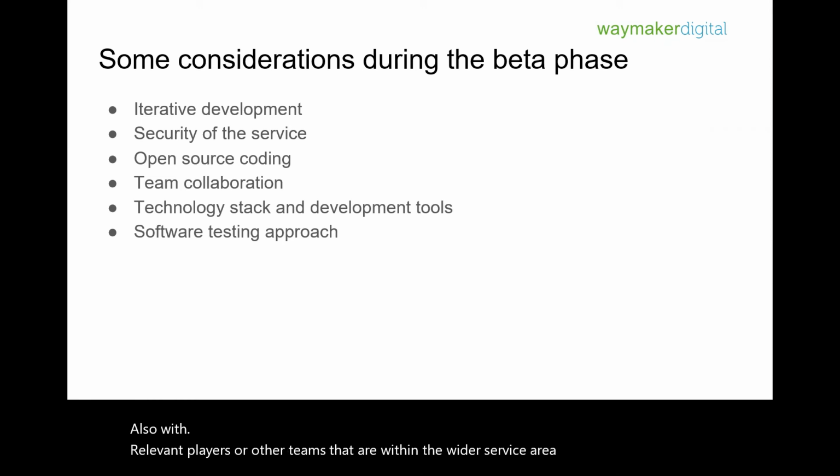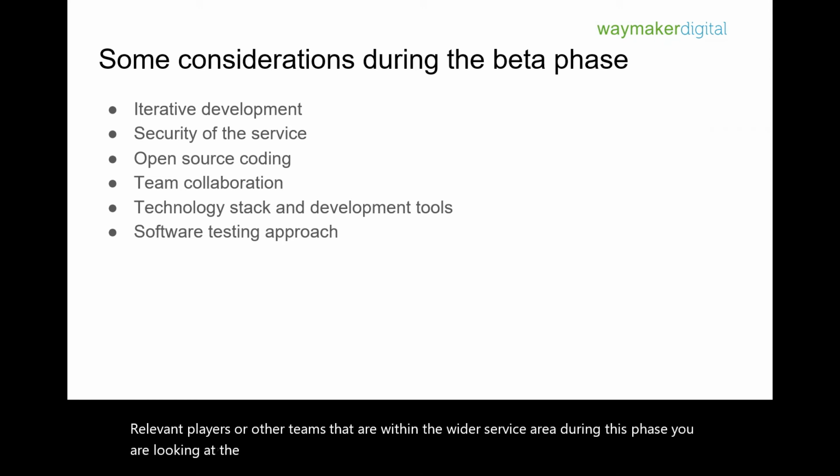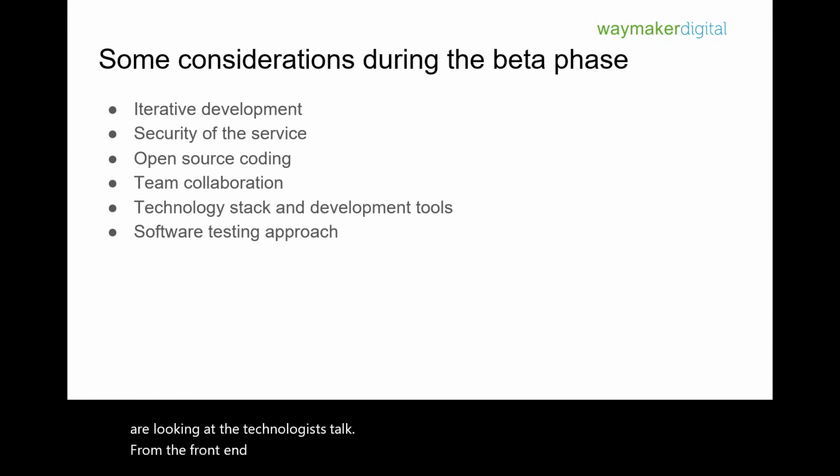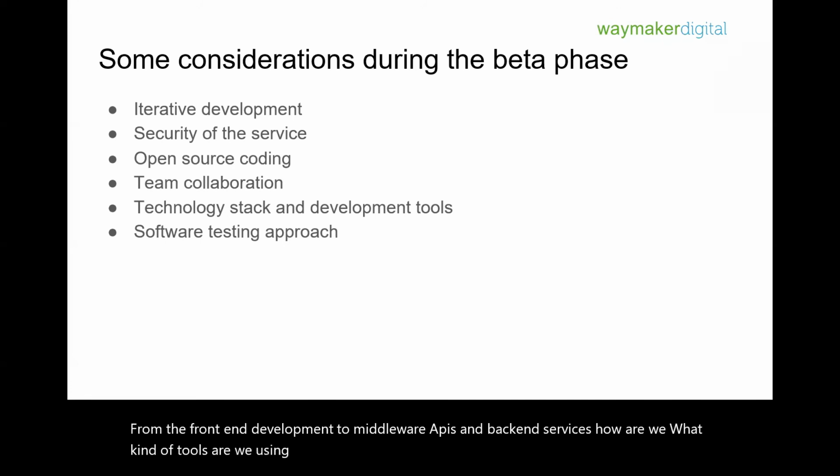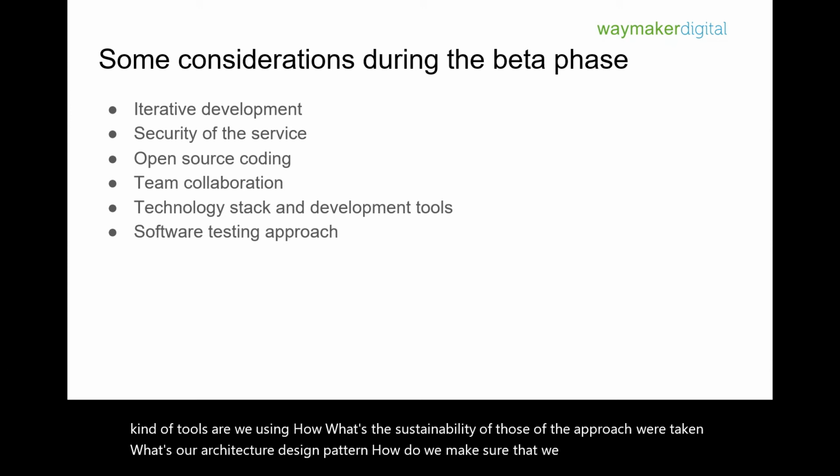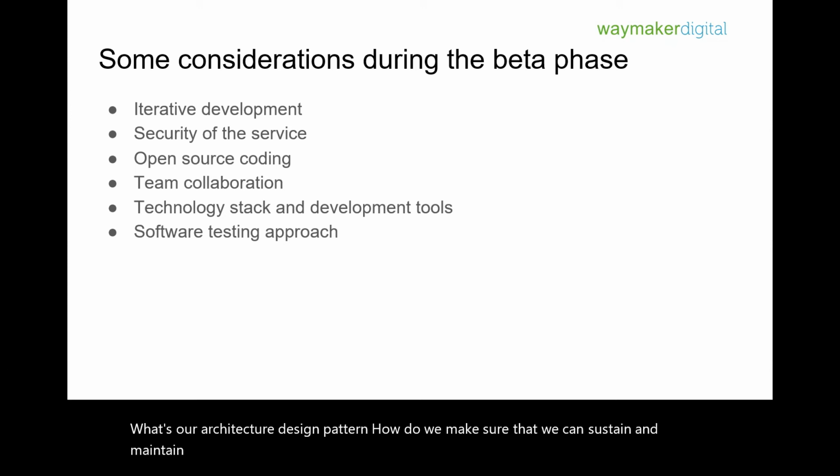During this phase, you are looking at the technology stack, from the front-end development to middleware, APIs, and back-end services. What kind of tools are we using? What's the sustainability of the approach we're taking? What's our architecture design pattern? How do we make sure that we can sustain and maintain that? How are we integrating in terms of tooling with the existing applications and tools within the service area that we're working in?